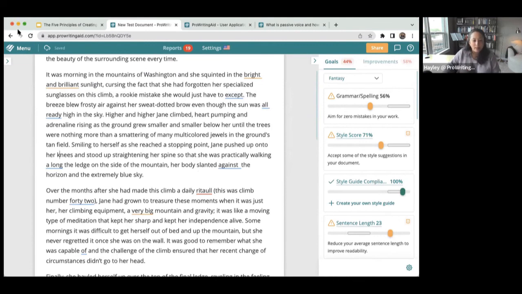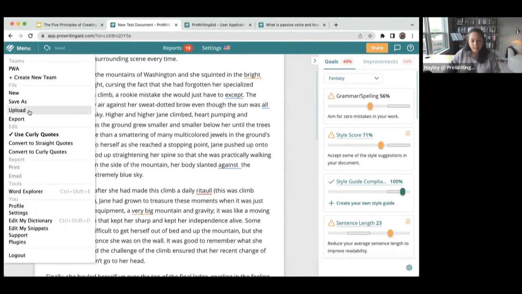Okay. Is there a place to default to using curly apostrophes? Yes. If you come up here to the menu, you can click use curly quotes, or you can convert everything to straight, or convert everything to curly.